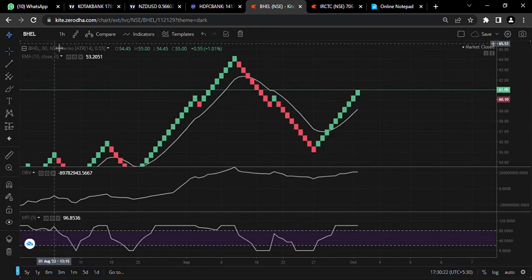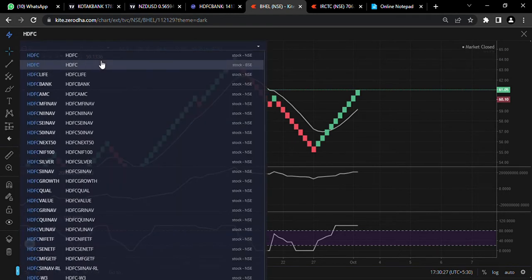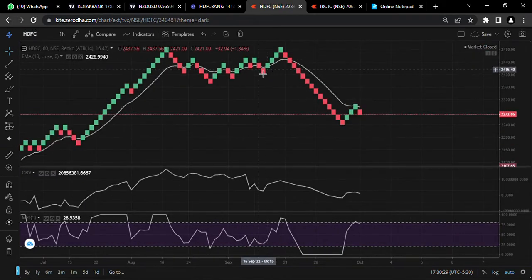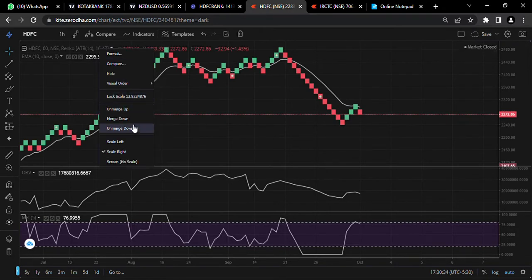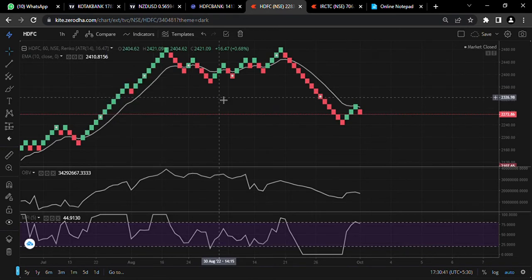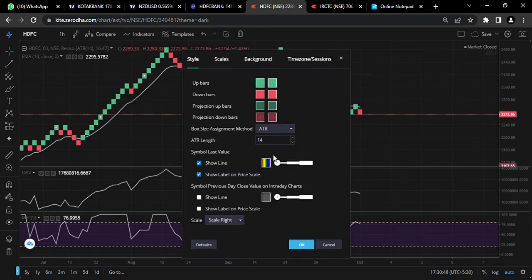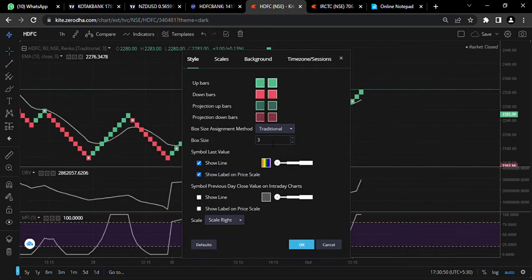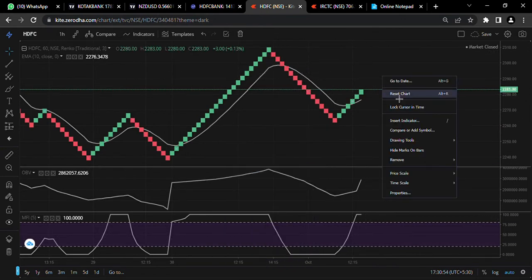okay, we will take another stock, HDFC Bank. Okay, HDFC. Because there are some settings for Renko also, which I will tell you later on. Okay, so I will tell you here only. Just a second. So where are the settings? Okay, yeah. See.